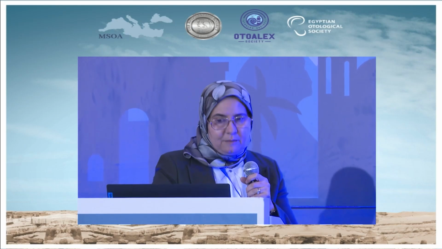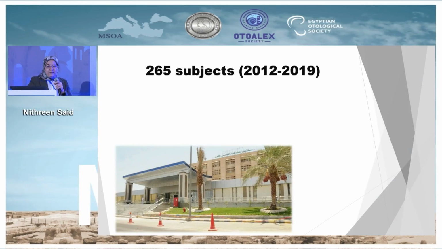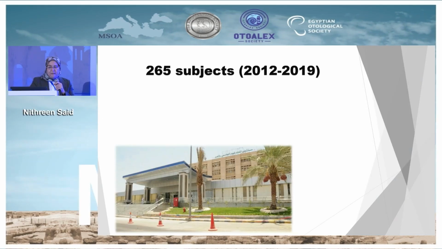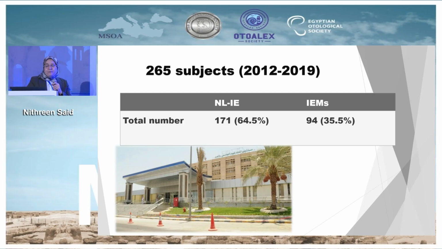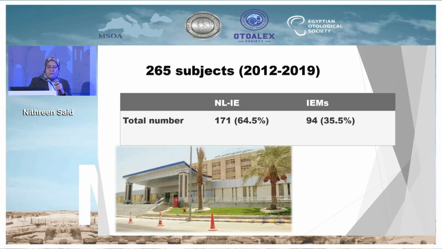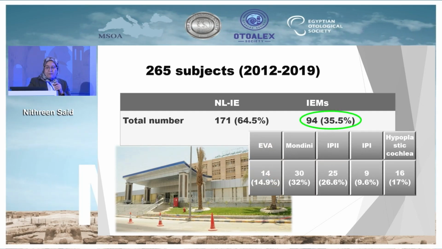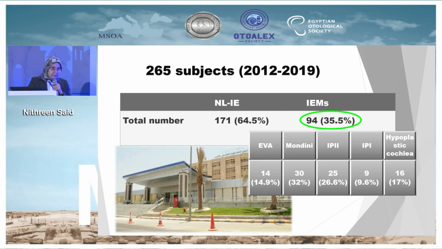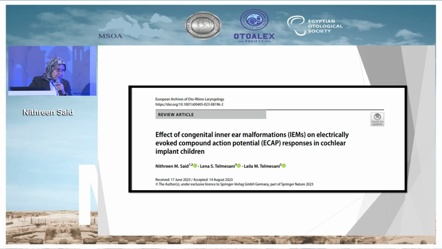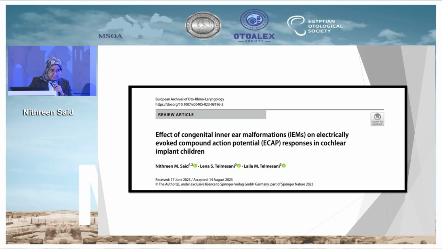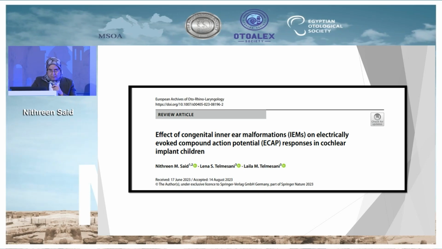Okay, good afternoon. I'm happy to be here, and thank you, Dr. Nadia, for introducing me. I will present audiological challenges in cochlear implant patients with inner ear malformations. This will be based on data collected between 2012 and 2019 at King Fahd University Hospital in Dammam, Saudi Arabia. We had 35% of them with inner ear malformations, most of them having either Mondini or IP2, and we had 9 patients with IP1. This data was published in 2023, and I will present 2 more cases, one with IP3 implanted bilaterally and another patient with hypoplastic cochlear nerve.